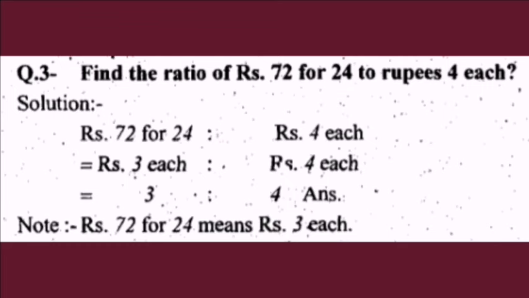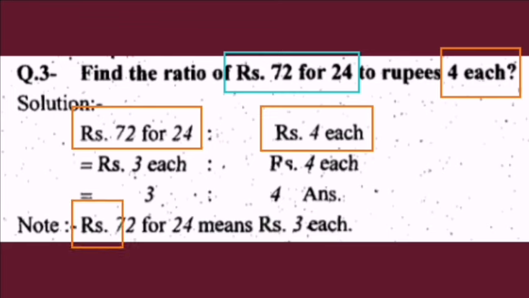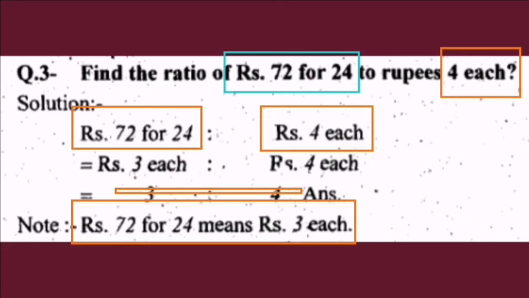Next problem, problem 3. Find the ratio of Rs 72 per 24 to Rs 4 each. Solution: Rs 72 per 24 ratio Rs 4 each. Rs 72 per 24 means 72 divided by 24, which is 3. So Rs 72 per 24 means Rs 3 each. So the ratio is 3:4.